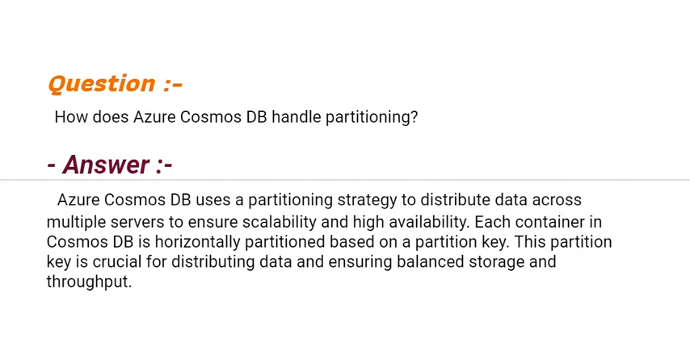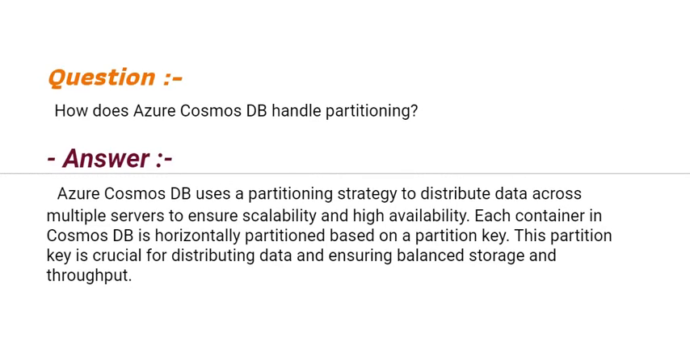Our next question is, how does Azure Cosmos DB handle partitioning? Your answer should be, Azure Cosmos DB uses a partitioning strategy to distribute data across multiple servers to ensure scalability and high availability. Each container in Cosmos DB is horizontally partitioned based on the partition key. This partition key is crucial for distributing data and ensuring balanced storage and throughput.